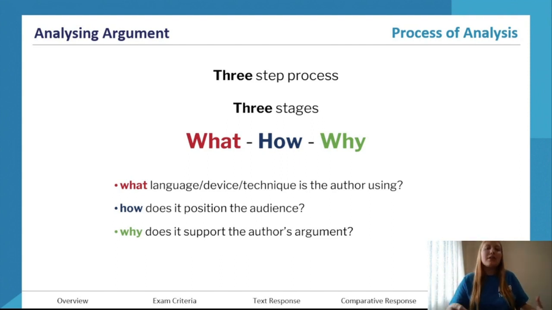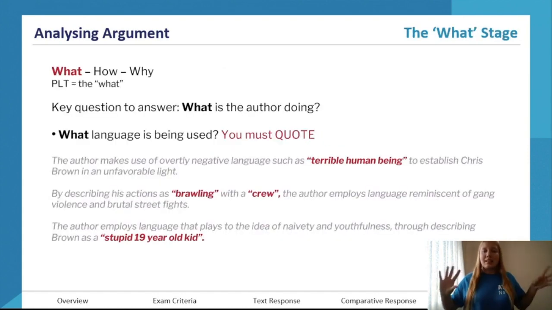So, what is going to be our evidence? The persuasive language technique and the appropriate term for it, as well as the quote that we've chosen. Then the how link will answer how does it position the audience, what is the effect, and then why is questioning why does it support the author's argument? So looking at these in more detail.